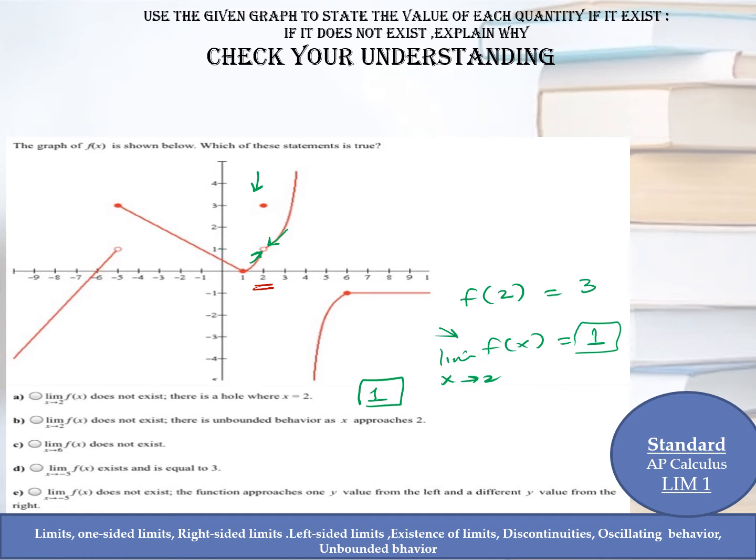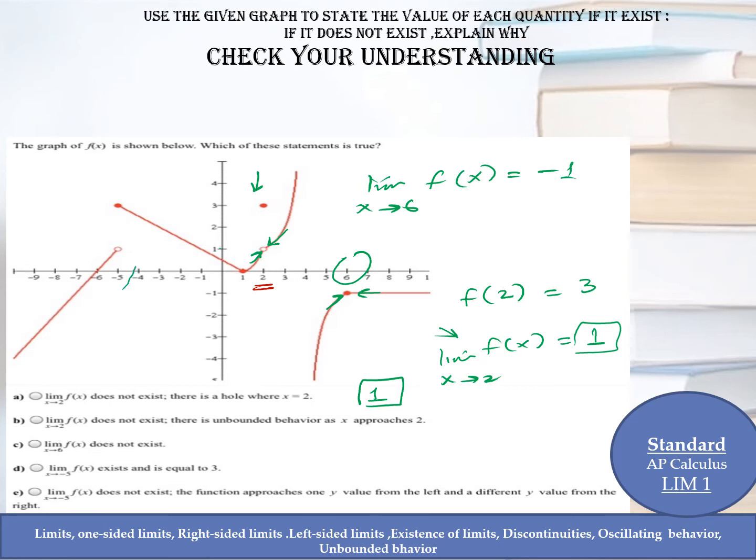Now the limit as x approaches 6 does not exist. Now at x equals 6, the limit coming from the left and coming from the right are both equal to -1. So you can see that the limit exists. Now the limit as x approaches -5.